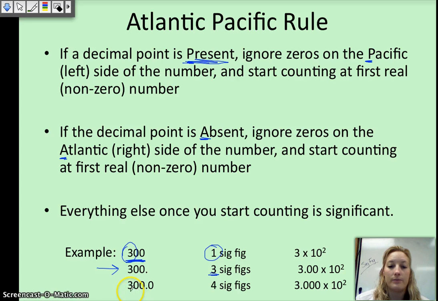Let's try this last one. If we have 300.0, again, our decimal point is present, so we're going to start counting from the Pacific side. 3 is our first real number, so 1, 2, 3, 4. This time we have 4 significant figures. That means we can be as accurate in our answer as 4 significant figures. So as we look at these numbers, the accuracy of those measurements increases as we go down.